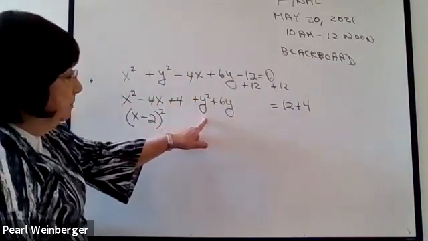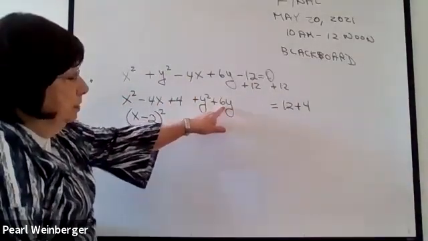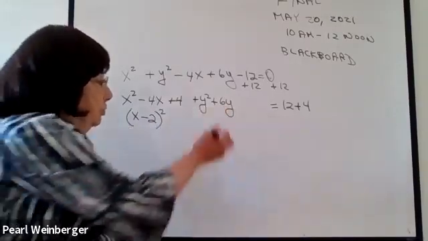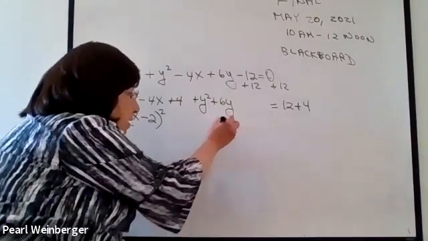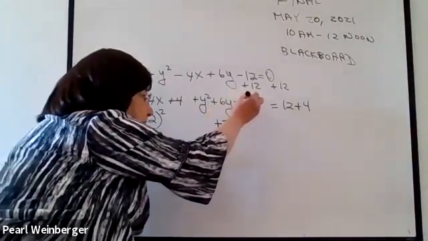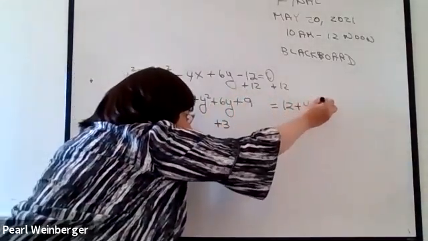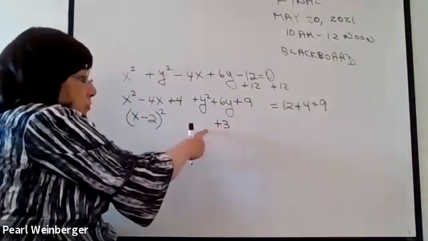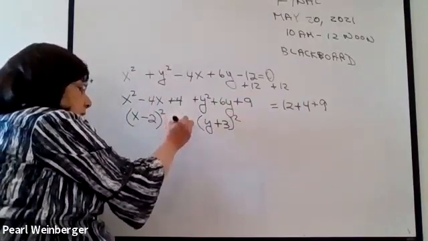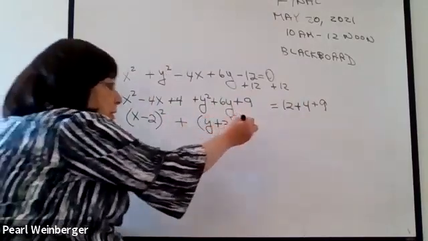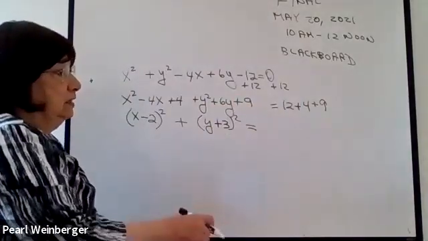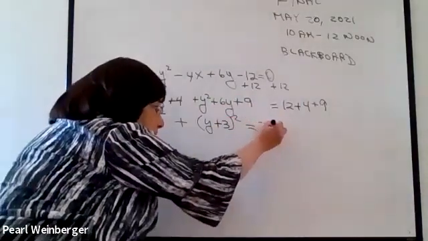Okay, now we do the same thing with the y's. We take the number that's in front of the y, so divide 6 by 2, that gives me +3, and multiply it by itself. 3 times 3 is 9. I've got to add 9 to both sides. And therefore, this becomes y plus 3 squared. Now, of course, there has to be a plus between the two. And now I just add all those together. 12 and 4 is 16. 16 and 9 is 25.